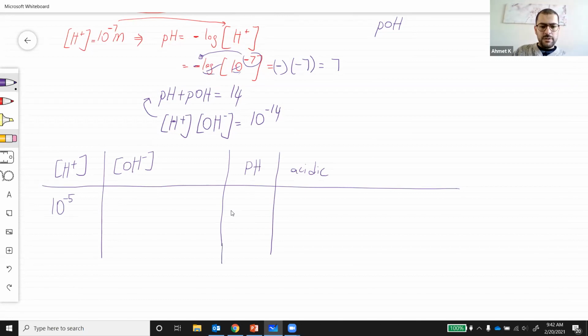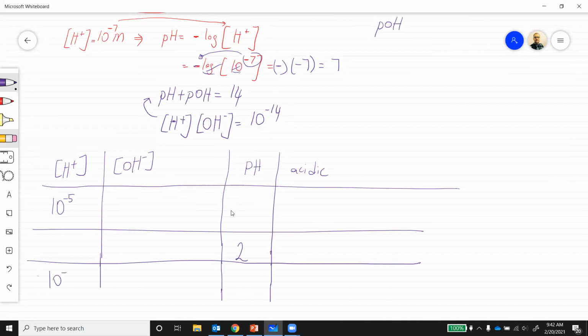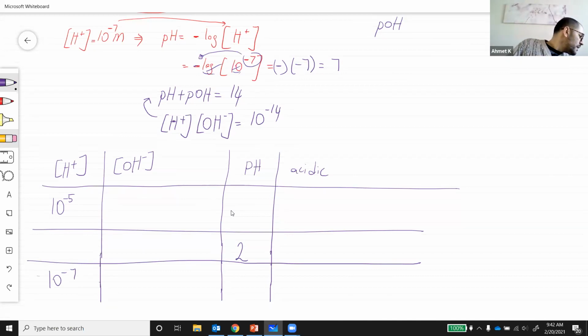Okay, this is number 1. Let's do 1 and 2. I think 2 will be enough. Then I'm going to give you the pH of a solution, which is 2, and you're going to fill in the blanks, okay? And let's do one more. Let's say this is 10 to the negative 7. So let's fill out this table basically.